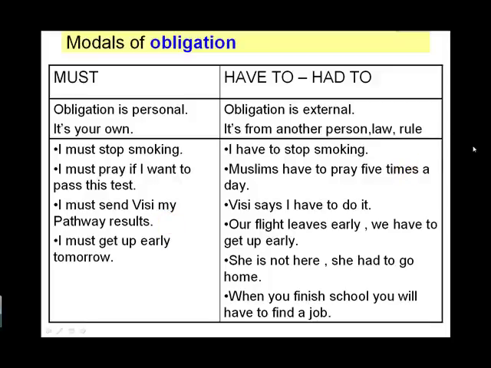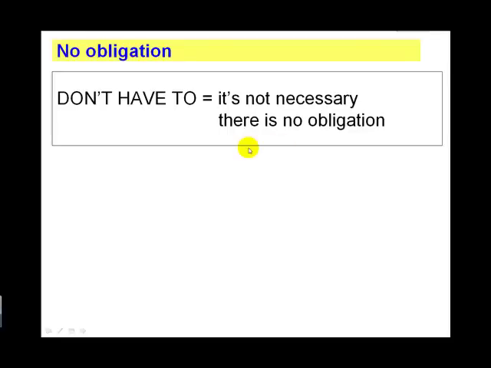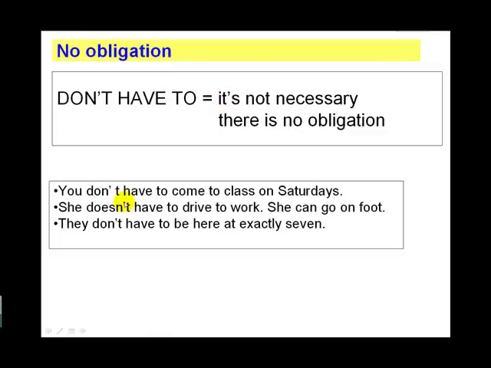We move on to no obligation. When there is no obligation, we don't use must or have to. We use don't have to because it's not necessary, because there is no obligation. We have 3 examples here. You don't have to come to class on Saturdays. There is no class on Saturdays, so you don't have to come. There's no obligation. She doesn't have to drive to work. She can go on foot. And they don't have to be here at exactly 7. They can be here any other time. So don't have to, doesn't have to. This is no obligation.